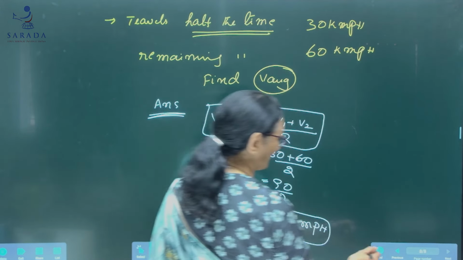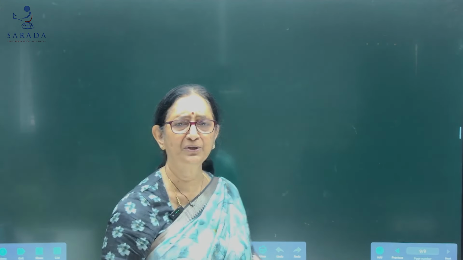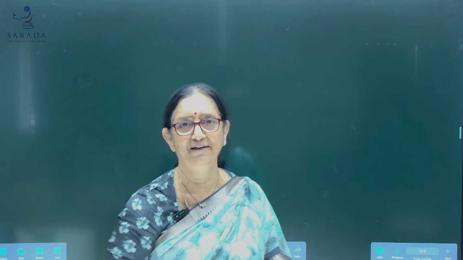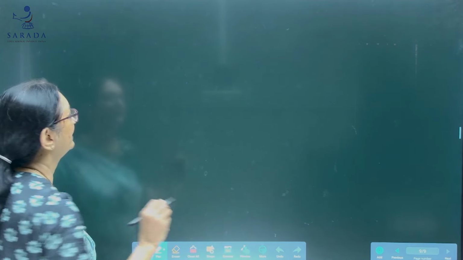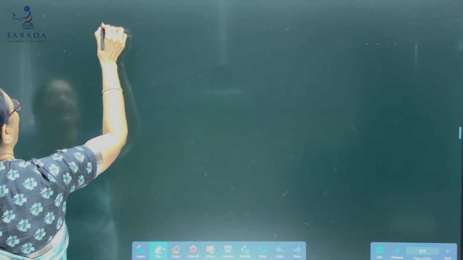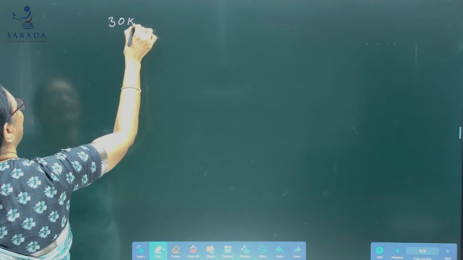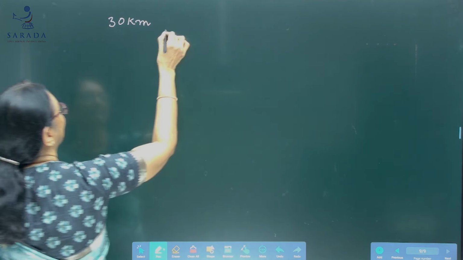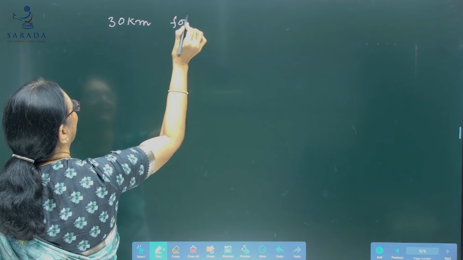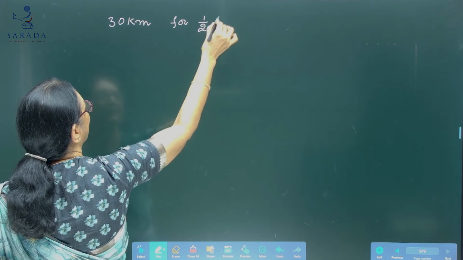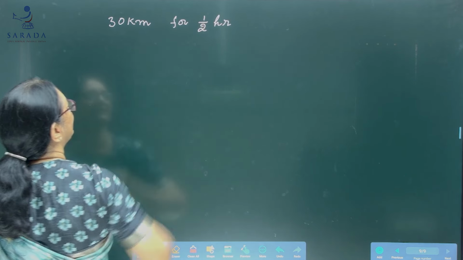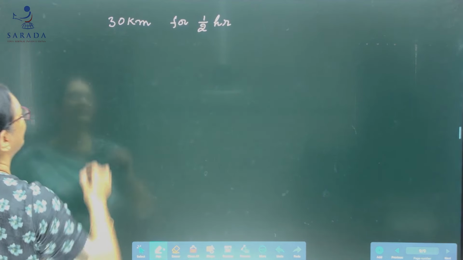So, last problem for today's class on average speed and average velocity. With this problem, you must be able to do any problem given on average speed and average velocity. Note down the problem carefully. A body travels 30 kilometers for half an hour.